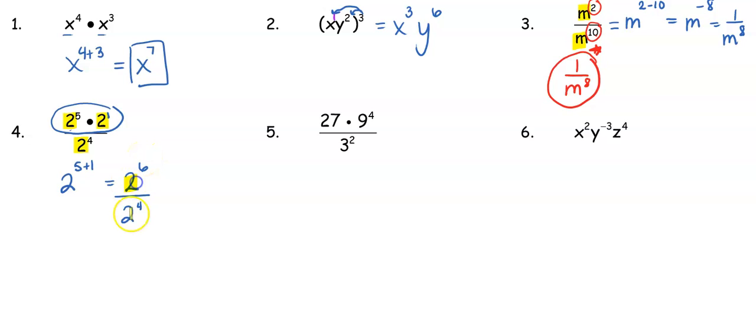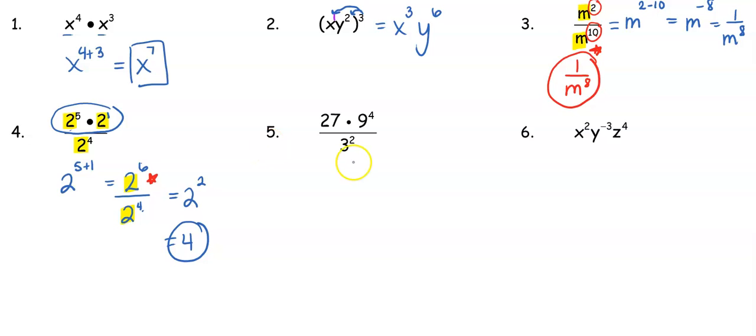Now I see that I have, again, the same base. I have a base of 2. I play my who wins rule. The 6 is bigger than the 4, so I'm going to subtract 6 minus 4 to give us 2 squared. I'm going to make sure that I multiply that out. We know what 2 squared is. 2 squared is going to give us 4, so I'm going to evaluate that one.